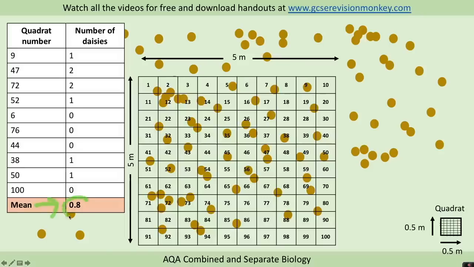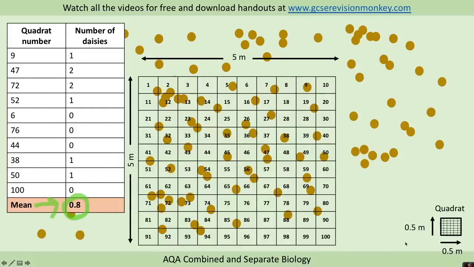And because we're going to use this number again in a minute in a calculation, I'm just going to leave it as a decimal rather than rounding it as I would do normally with a mean. So we've got a mean number of daisies per quadrat, and now we need to use this to estimate the number of daisies in the whole school field.